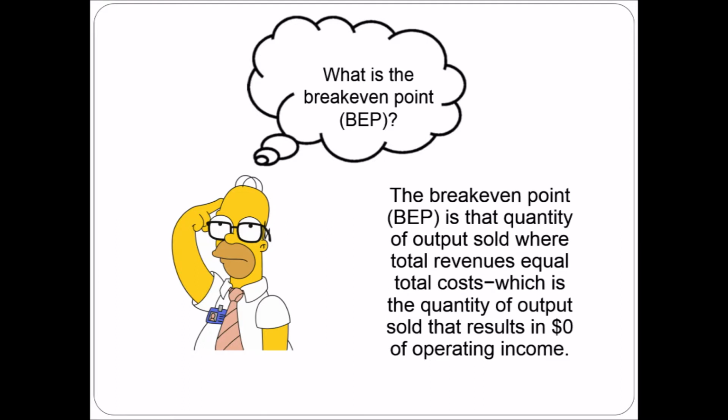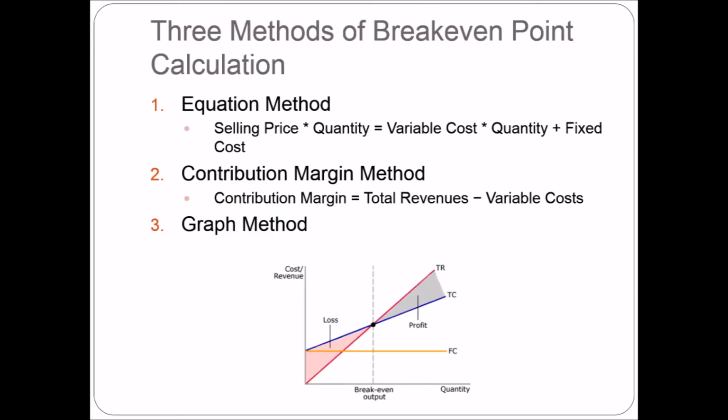The break-even point is that quantity of output sold where total revenues equals total costs, which is the quantity of output sold that results in $0 of operating income. There are three methods of break-even point calculation. The first is the equation method, where selling price times quantity is set equal to variable cost times quantity plus fixed cost. The second method is the contribution margin method. Contribution margin equals total revenues minus variable cost. The third is the graph method. The graph method is a visual representation of the break-even point calculation.